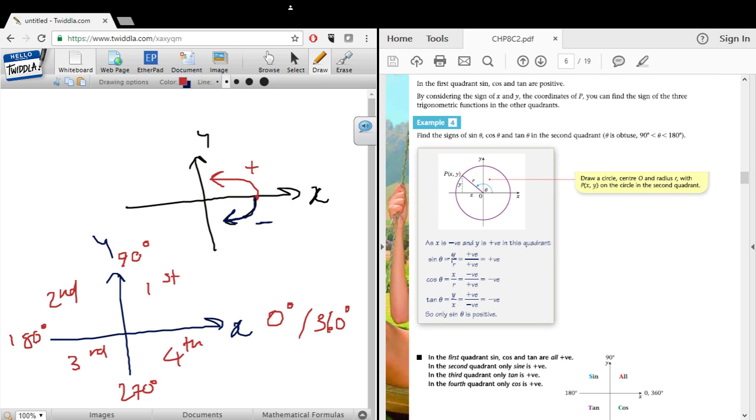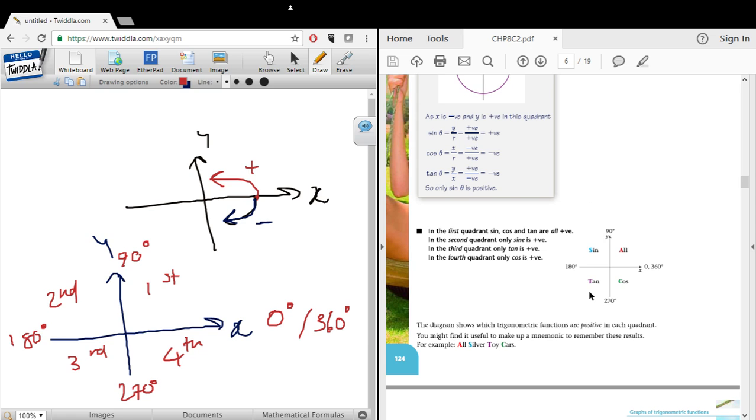You can see here that as x is negative and y is positive in this quadrant, it's giving you an example. So sine is y over r: positive over positive is positive, negative over positive gives you negative, and positive over negative gives you negative. Again, it's very similar to what we've done before with the signs. The sign computation does not change. If you multiply a negative by a positive, you get a negative, and if you divide a negative by a positive, you get a negative.